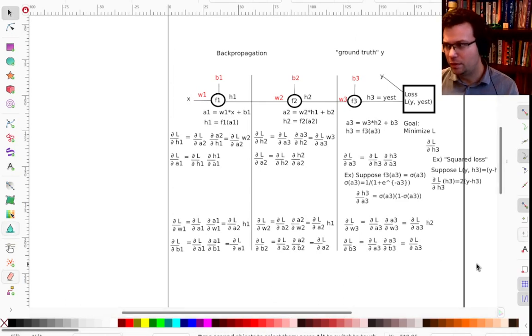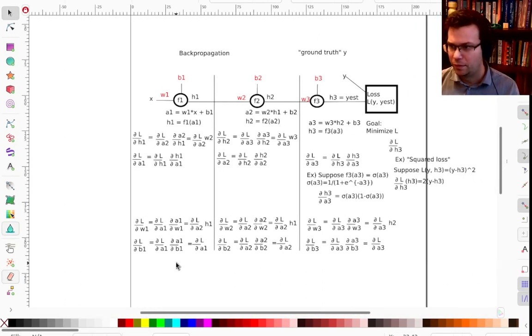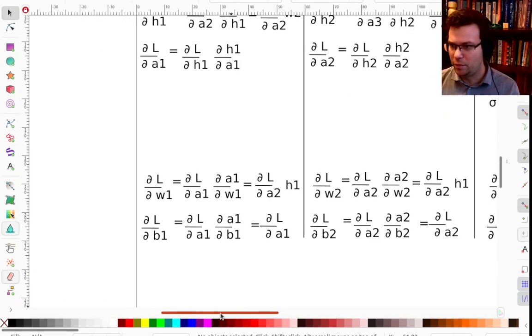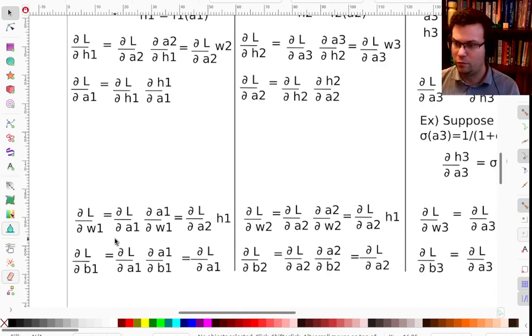Okay, so here it is in its full glory. And you can check me at every stage here. I'm doing the chain rule. In Leibniz notation, I think it's quite clear. I want the derivative of something with respect to a variable.